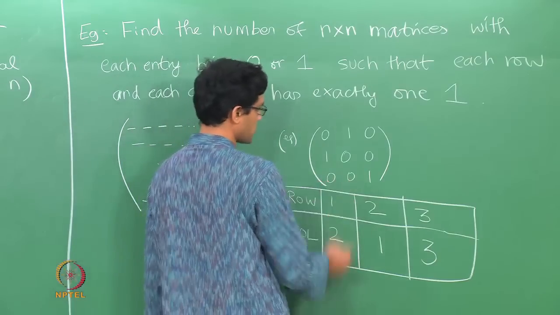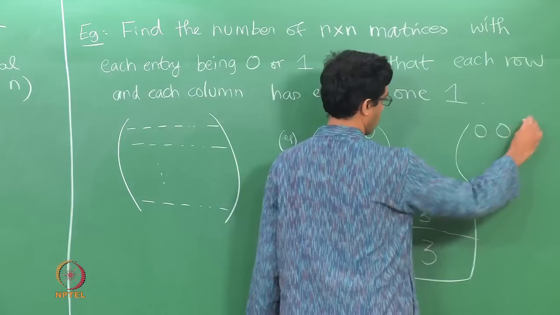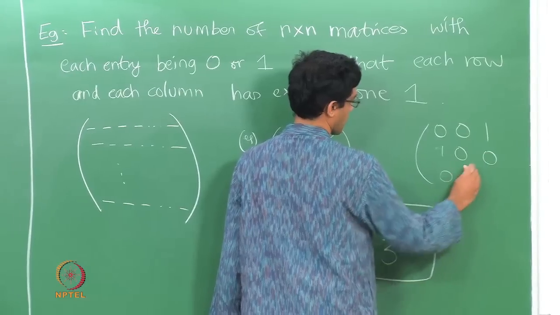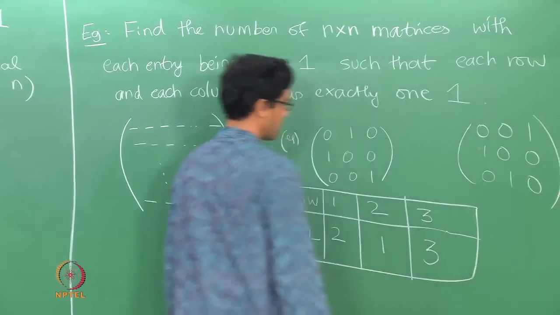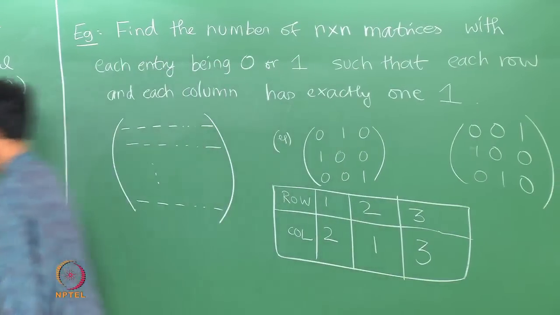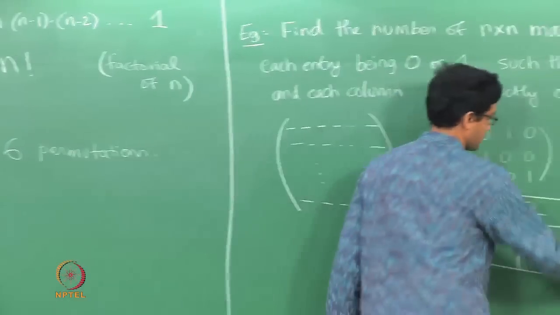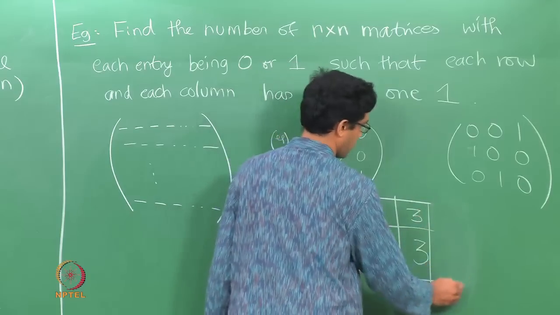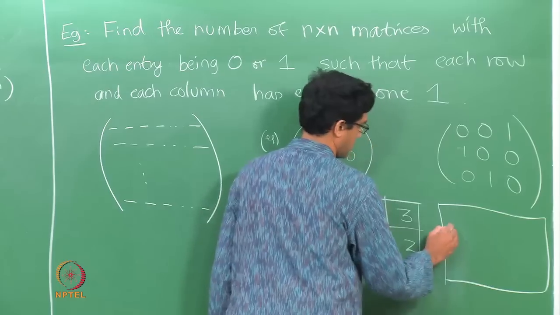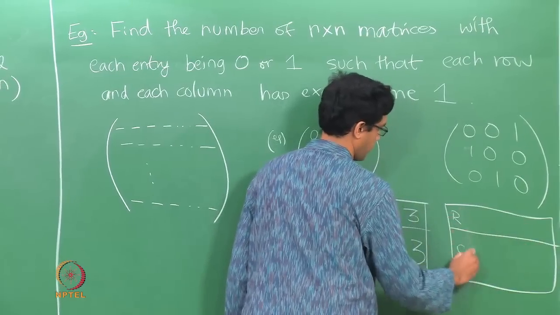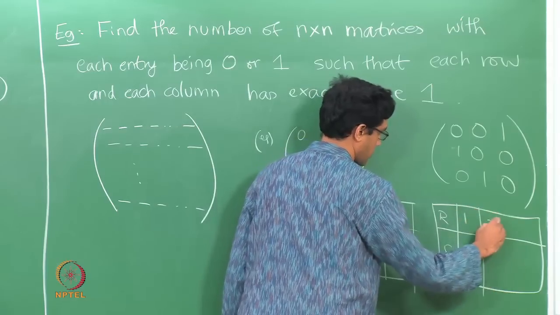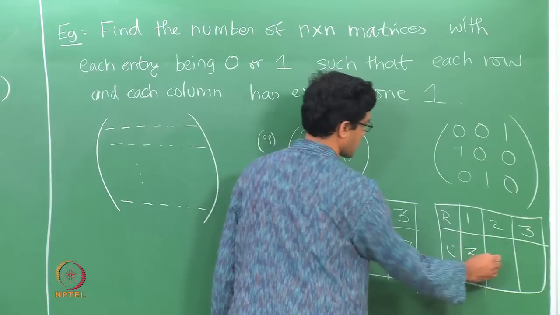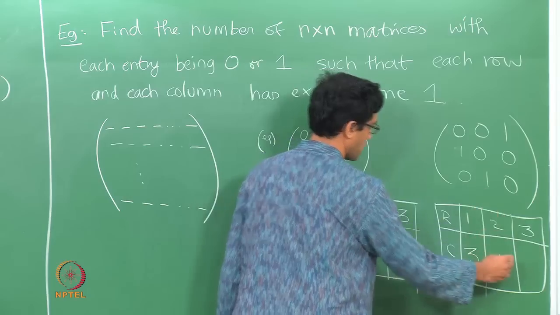So for instance, instead of this matrix, if you had say 0 0 1, 0 1 0, 1 0 0, if you had a matrix like this, then instead of this table you will construct a table in which, let us say, row number 1, row number 2, row number 3, and in the first row the 1 is in the third column, in the second row it is in the first column, and in the third row it is in the second column.